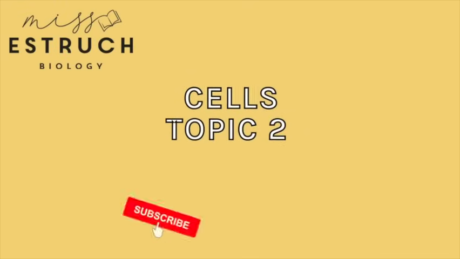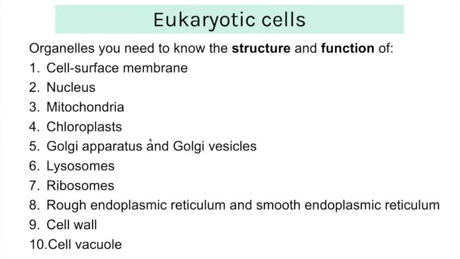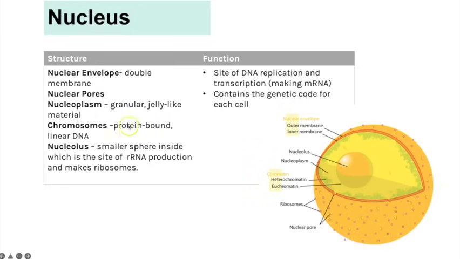But for now, let's get into topic 2. Within the eukaryotic cells, the key organelles that you need to know the structure and function of are all the ones listed here, and we're going to go through each of them one at a time. The nucleus: the key structures within that are the nuclear envelope, nuclear pores, nuclear plasm, chromosomes, and the nucleolus.